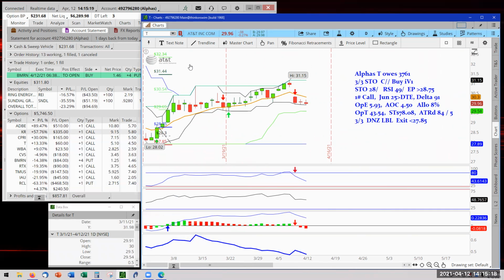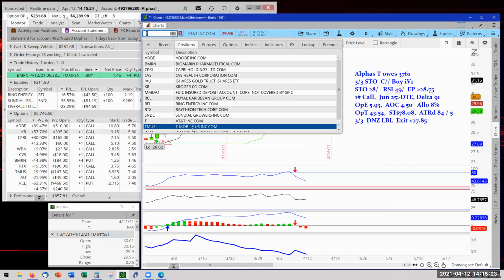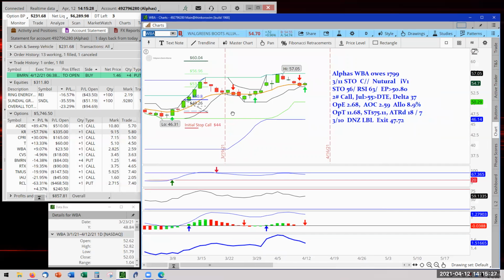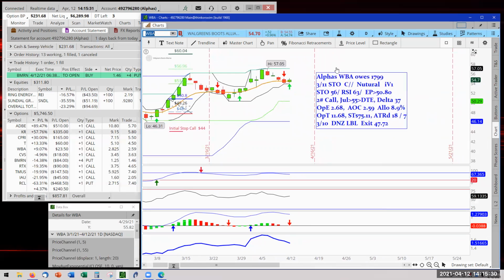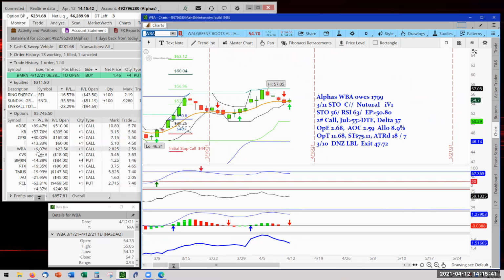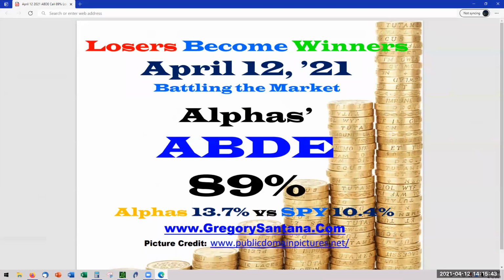Okay, that takes us now to Walgreens, our last positive position. We were within $3 a few days ago, but it fell back, but it looks like it's going to be moving up again, going in the up direction. And that is the conclusion of today's report, with the alphas at 13.7 versus the SPY at 10.4. And with that, thank you very much for stopping by and checking it out.